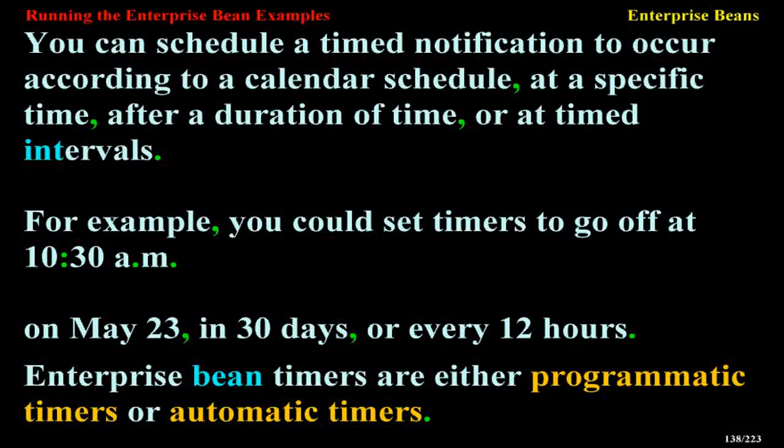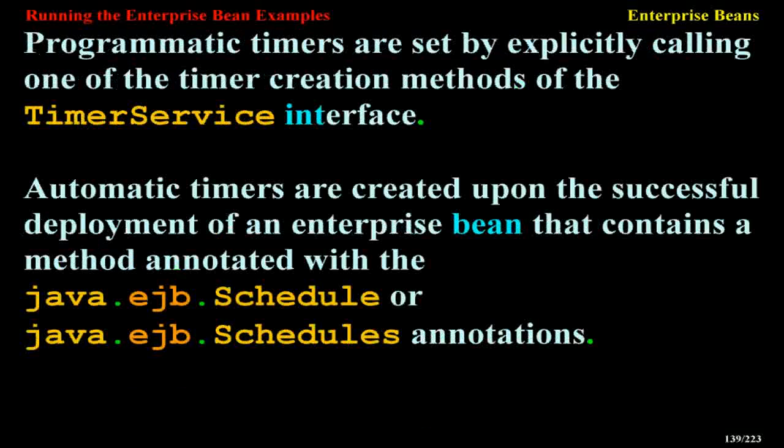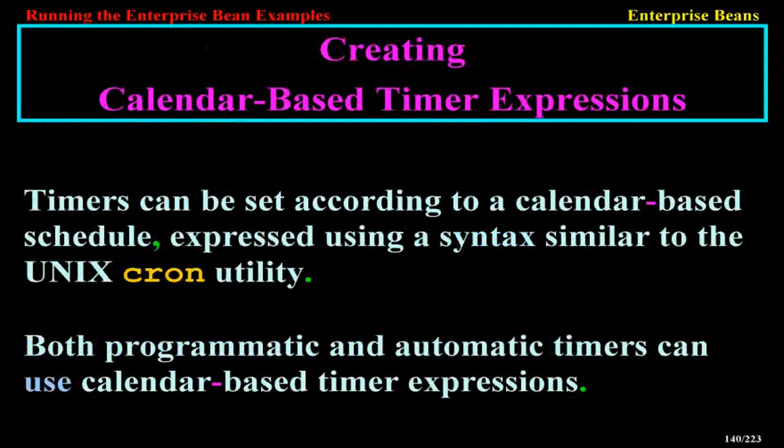Enterprise Bean timers are either programmatic timers or automatic timers. Programmatic timers are set by explicitly calling one of the timer creation methods of the timer service interface. Automatic timers are created upon the successful deployment of an Enterprise Bean that contains a method annotated with the java.ejb.Schedule or java.ejb.Schedules annotations, creating calendar-based timer expressions.